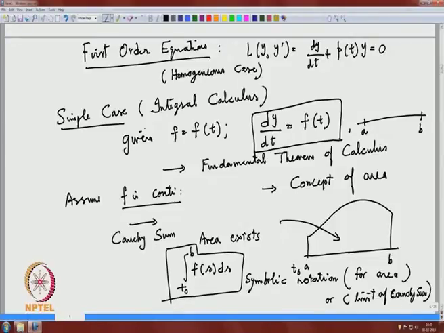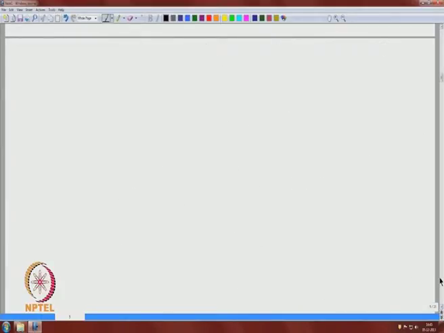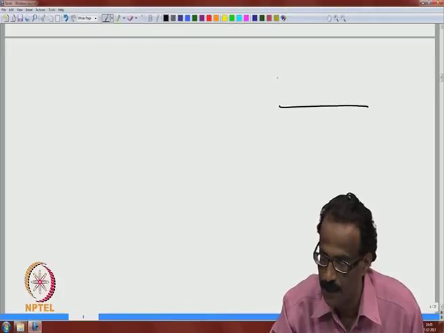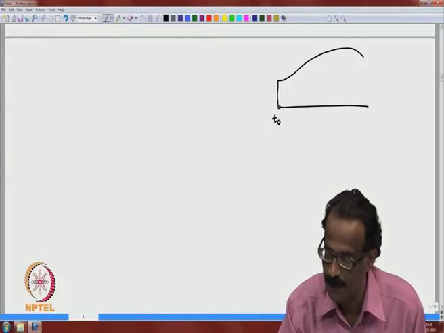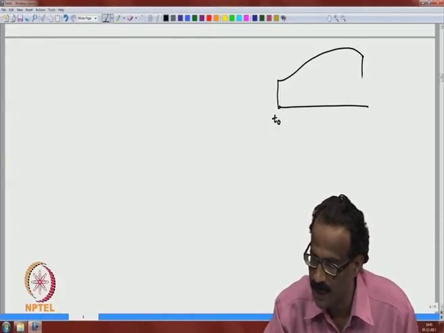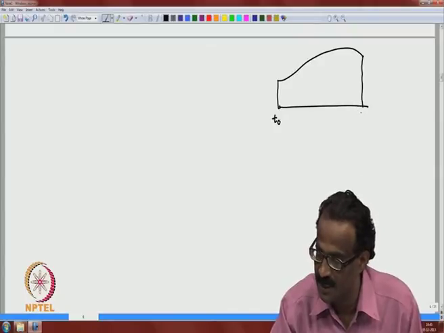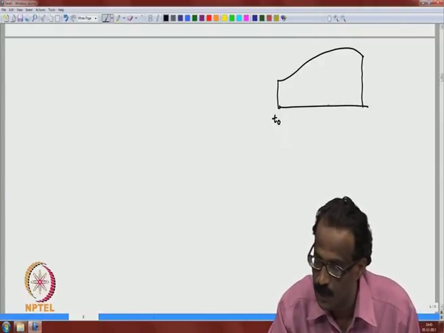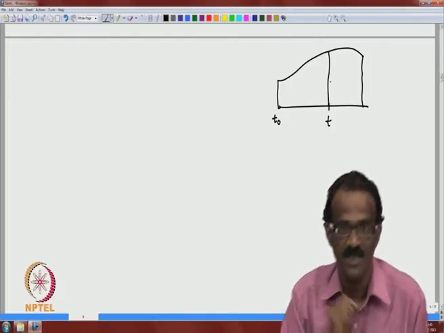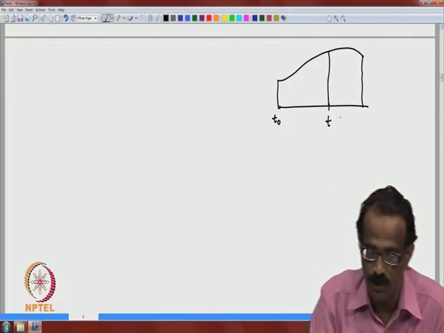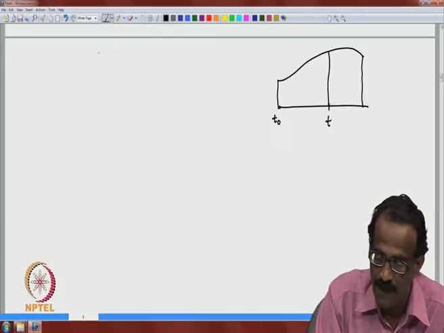So, how do you proceed further, how do you solve this problem? Let me complete that. You have this area. You have your t naught given here, and now you know the area. The function f is continuous in this entire interval, whatever it is, you put any t here. The function is continuous there, the function is continuous here also in t naught to t. So, you can define capital F of t.